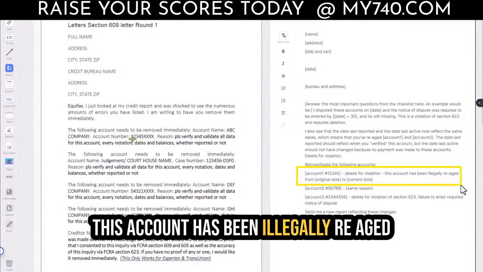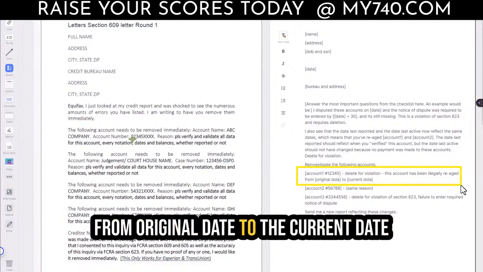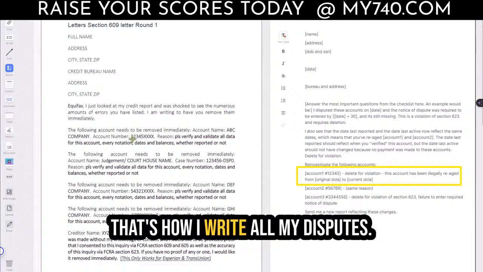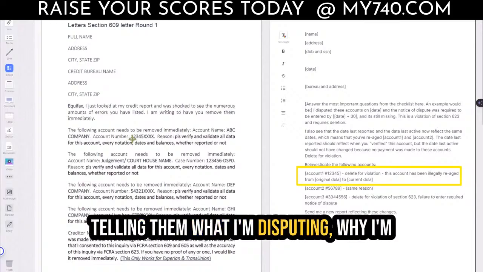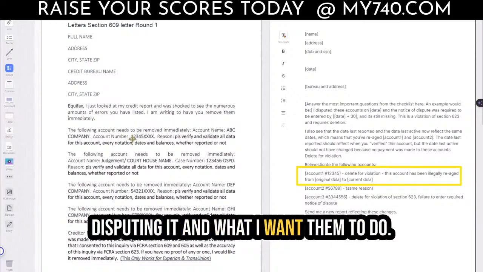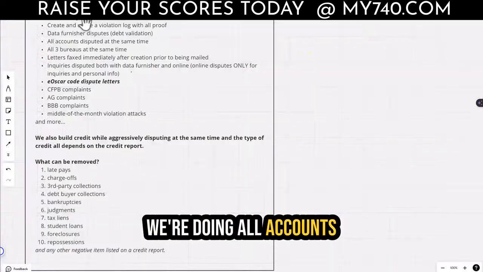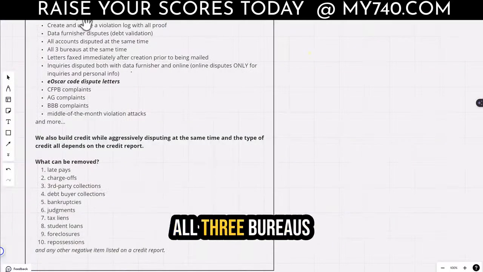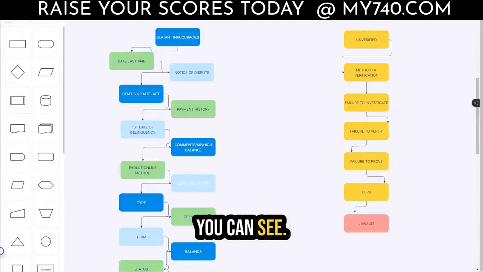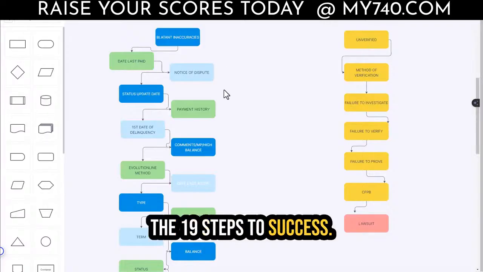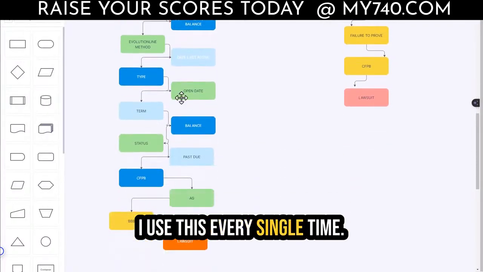This account has been illegally re-aged from original date to the current date. That's how I write all my disputes, telling them what I'm disputing, why I'm disputing it, and what I want them to do. We're doing all accounts disputed at the same time. All 3 bureaus disputed at the same time. And you can see the 19 steps to success. I use this every single time.